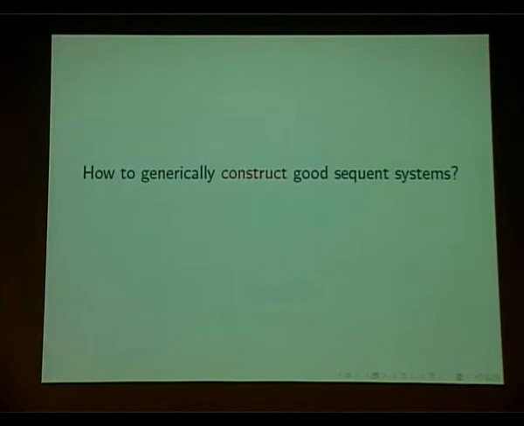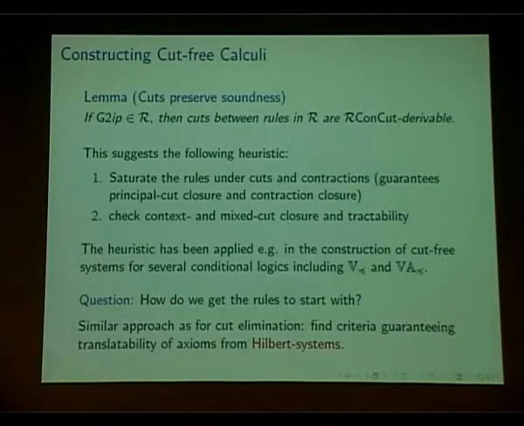Now we know what we consider to be good sequent systems. Now, of course, the question is, how do we construct good sequent systems? One of the main things is this nice lemma, which simply states that this operation of adding cuts between rules to the rule set preserves soundness of the rule set. So provided we have propositional logic, we can just take any two rules of the rule set, apply cut, add the new rule to the rule set, and we don't lose soundness. So this is good. This suggests basically saturating the rule set under cuts.